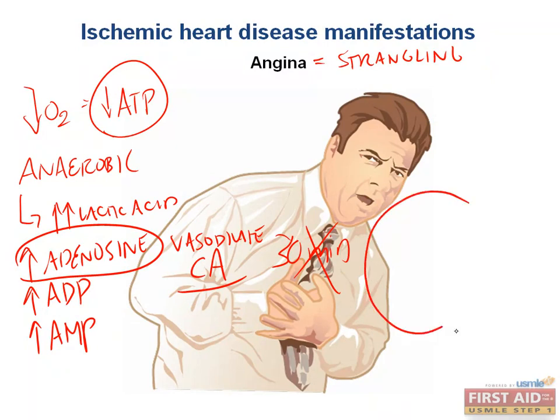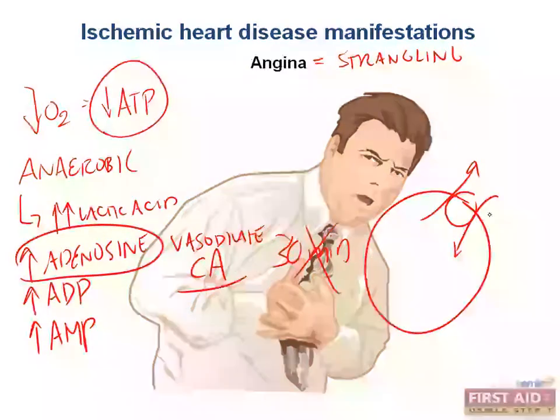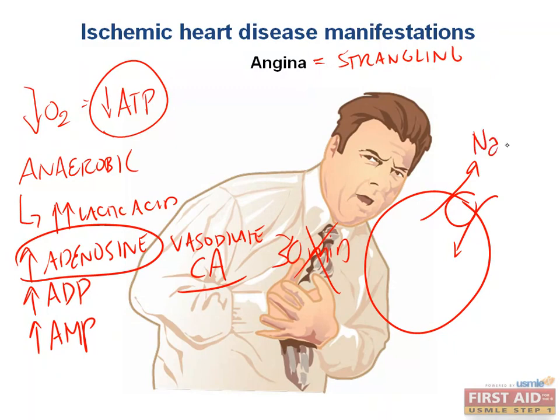Why will the cell be swelling? Well, here's our myocyte and here's our sodium-potassium ATPase pump. Remember, we pump 3 sodium out and 2 potassium in. If this cell is deprived of ATP, sodium will accumulate within the myocyte, and guess what comes in? Water.